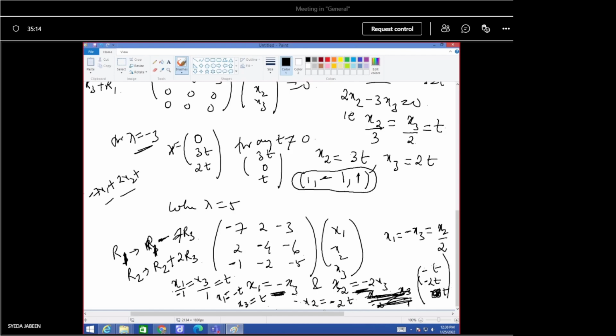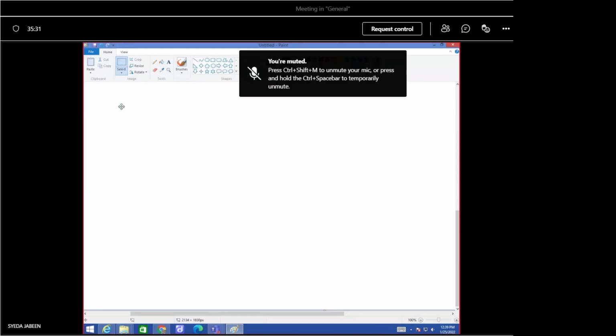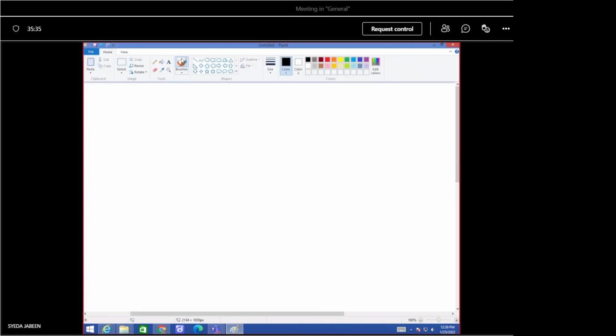So if you take t as minus 1, then this becomes 1, 2, and minus 1. So with different values of t, you get different solutions. Now let us come to some properties of eigenvalues. These properties will be used to solve MCQ type questions, as a shortcut method.